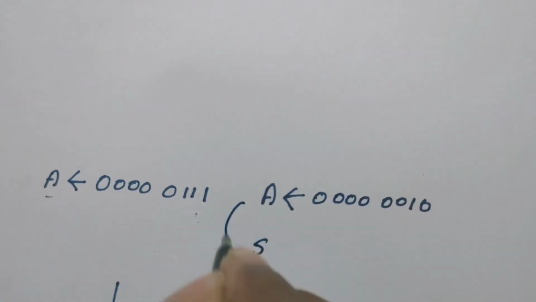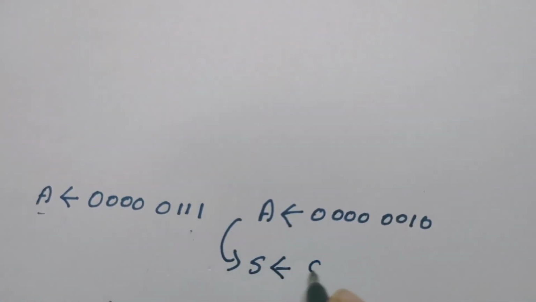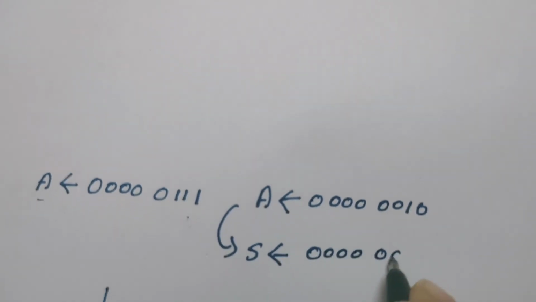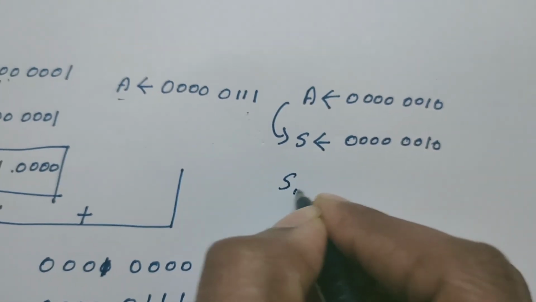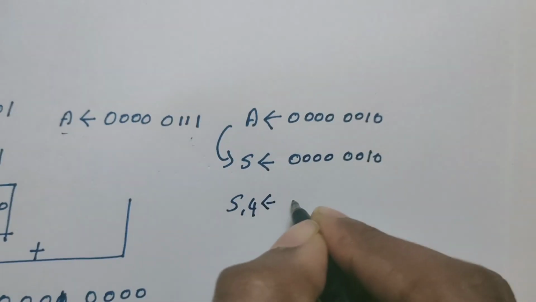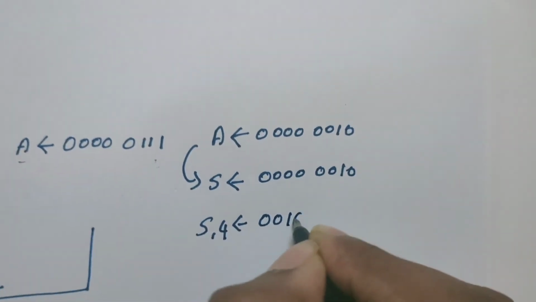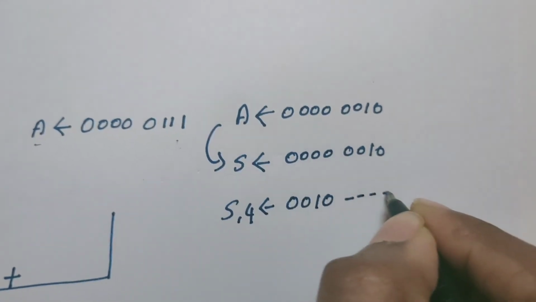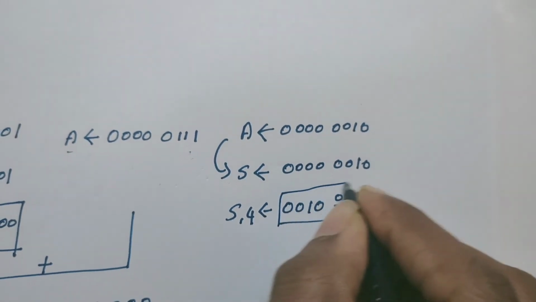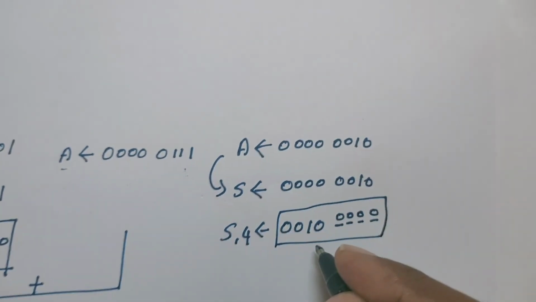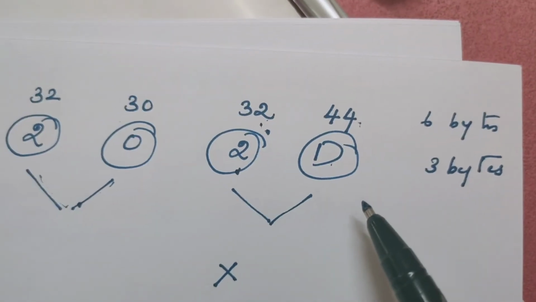Now this is being moved to S. S also contains the same value. Now S is shifted 4 times. If S is shifted 4 times, S contains 0, 0, 1, 0 and these 4 empty spaces will be filled with 0. Now this is the value of S. Once this operation is done, it is going to read the next character.